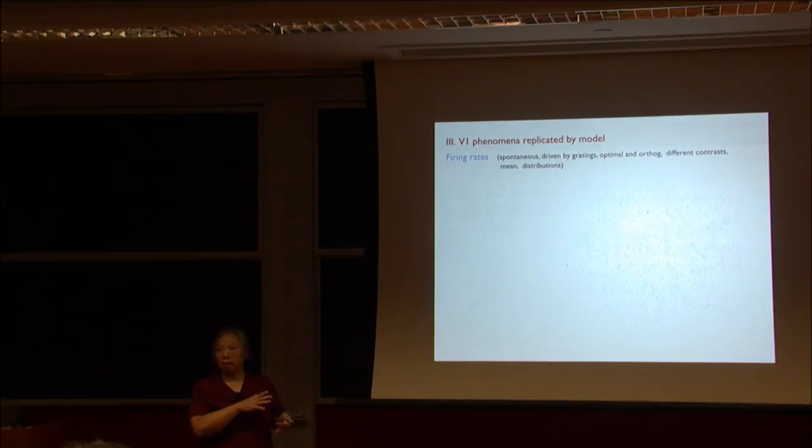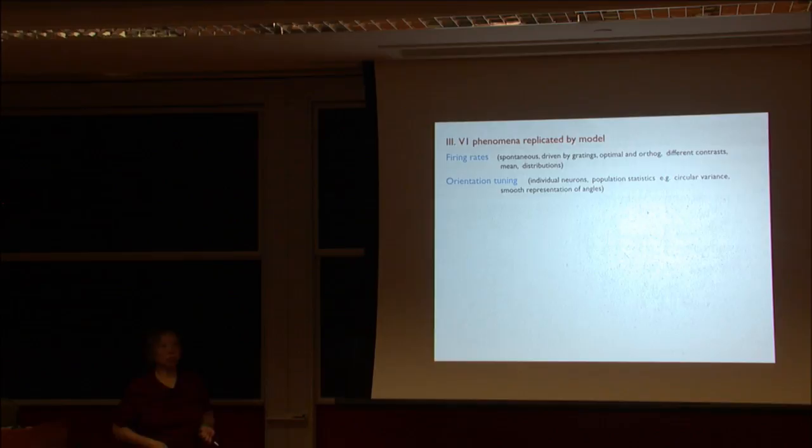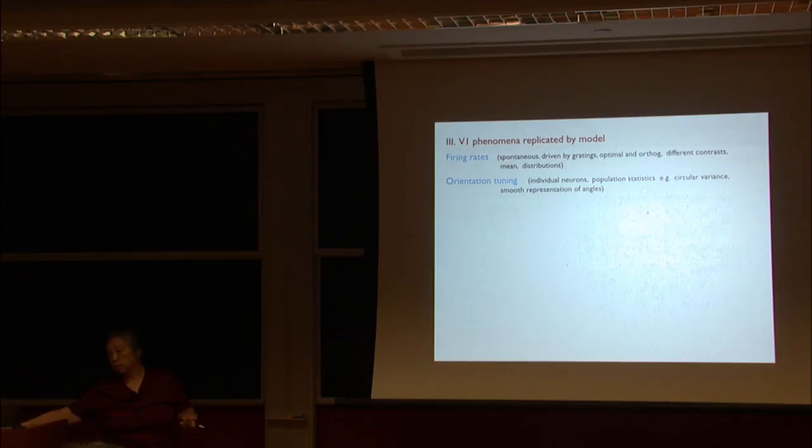Orientation tuning: each neuron chooses some orientation. So we show that. And collectively, they have statistics, such as something called circular variance, that measure how selective they are to different orientations.